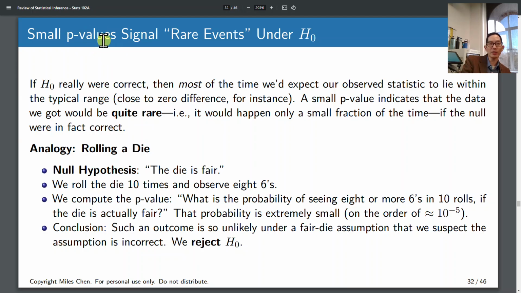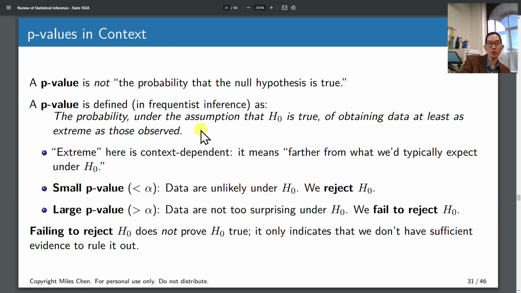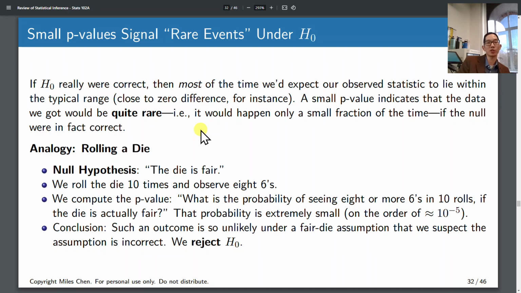Small p-values signal rare events under the null hypothesis, okay? If the null hypothesis really were true, then most of the time we'd expect our observed statistic, our data or whatever, to lie within a typical range. So if we're talking about mu1 minus mu2, or mu1 equaling mu2, we would expect our difference between x bar 1 and x bar 2 to be close to having a zero difference, okay? In other situations, there's a certain range of values that you would expect your sample statistic to be in, okay?